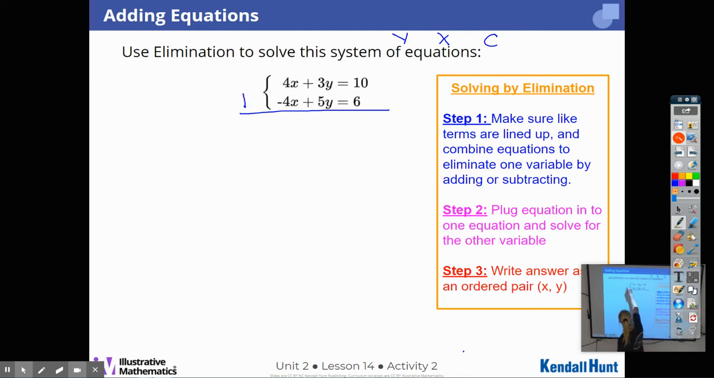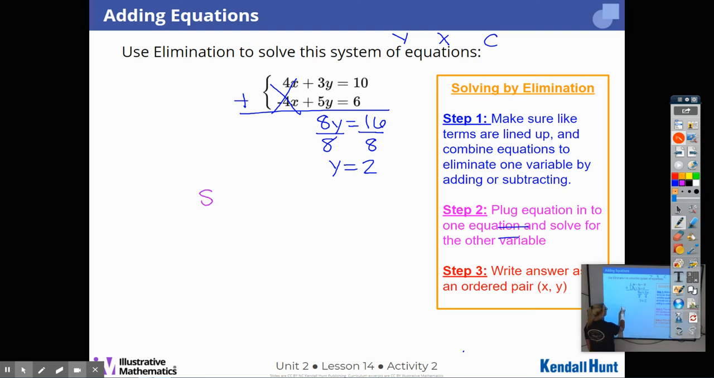So I want to add these equations. I get 4x plus negative 4x. That cancels out, so they're gone. And then 3y plus 5y is 8y, and 10 plus 6 is 16. Then I can just solve for y and go to step 2. To get y by itself, I'm going to divide both sides by 8. 8 divided by 8 is 1, so I'm just left with y, and 16 divided by 8 is 2. So now I know that y is 2. I can go on to step 2.